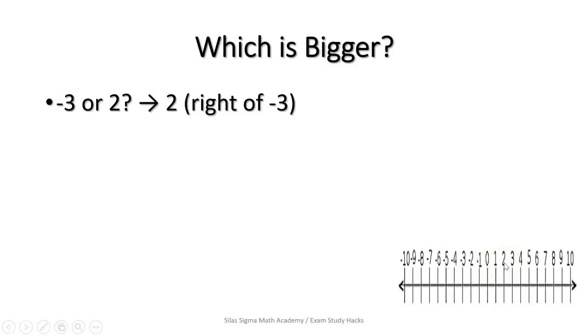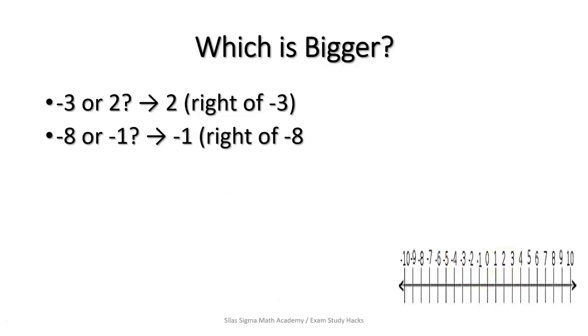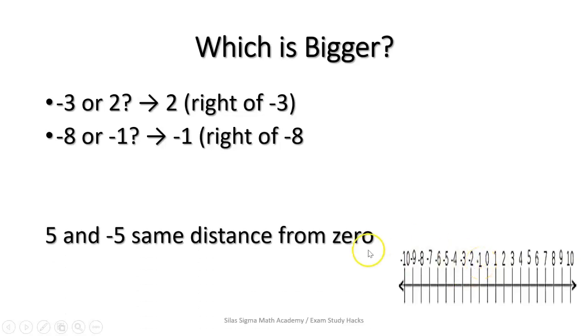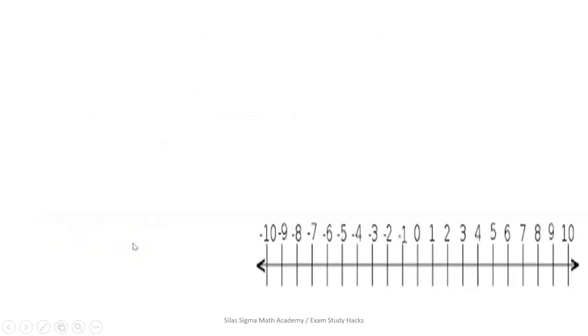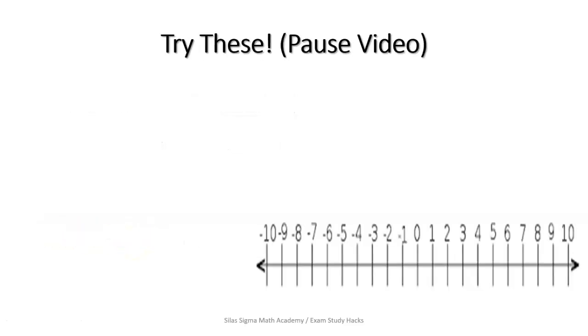So it's obviously bigger. Now negative 8 or negative 1. This is negative 8 here. This is negative 1. So negative 1 is to the right of negative 8. So negative 1 is obviously bigger. Now 5 and negative 5. Same distance from 0. You can see this is 0. This is 5 to the right. This is negative 5 to the left. But obviously positive 5 is bigger than negative 5.